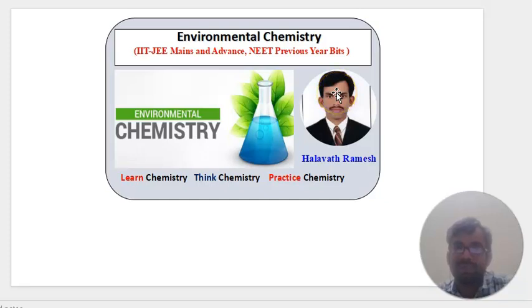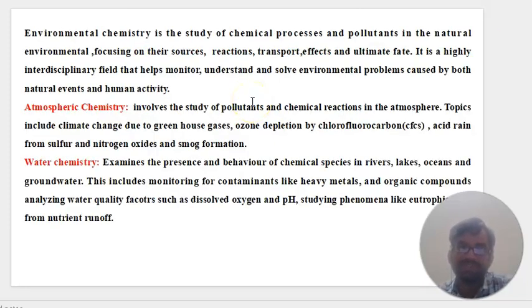In this topic today we will discuss only the basics of environmental chemistry, and I will show you a few pictures regarding environmental chemistry. We need to understand what environmental chemistry is, and in the next videos we will discuss each topic very deeply, along with important bits for IIT JEE Mains, Advanced and NEET previous years' bits. So before we discuss, first of all, what is environmental chemistry?